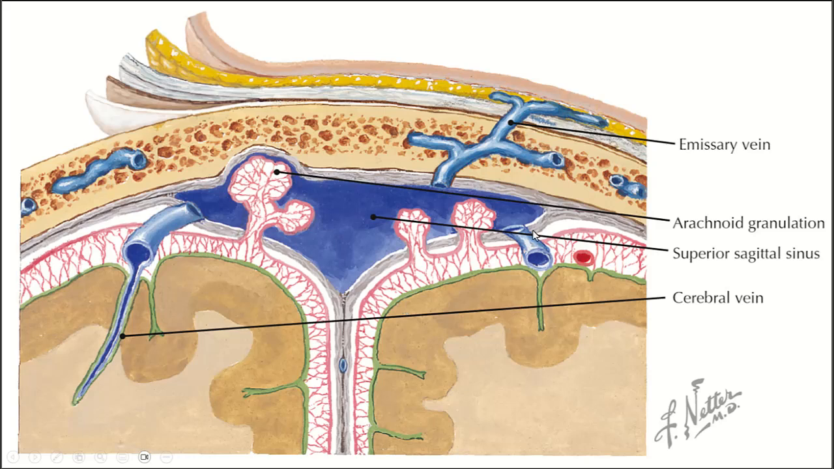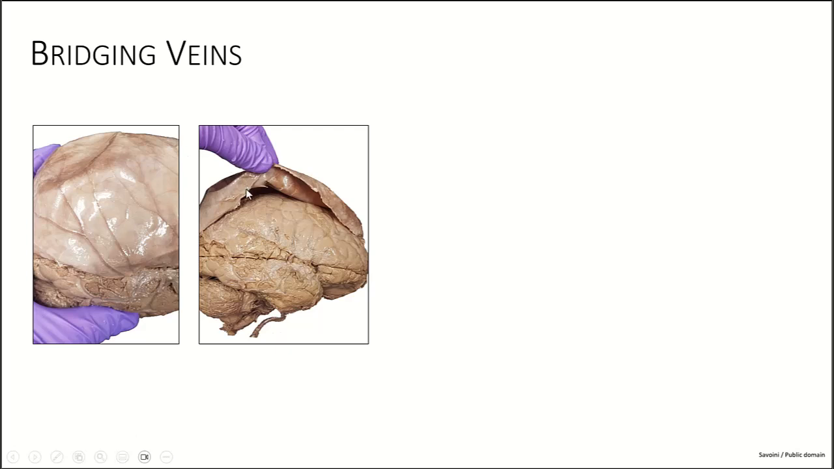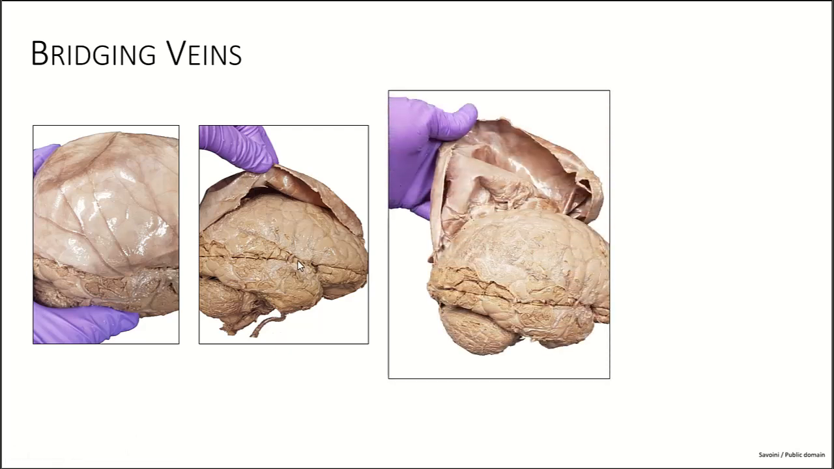So the bridging veins, see these veins here? That is also part of what's bringing blood from the brain itself back into this superior sagittal sinus. I'm going to show you a sequence. This is a brain with the dura mater on top of it. And then I'm going to peel back and lift this dura up. So we're now seeing the side of the brain. And I'm lifting up even more.